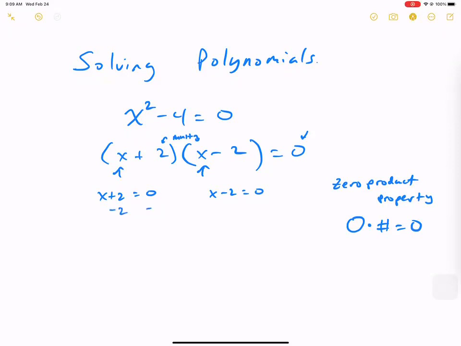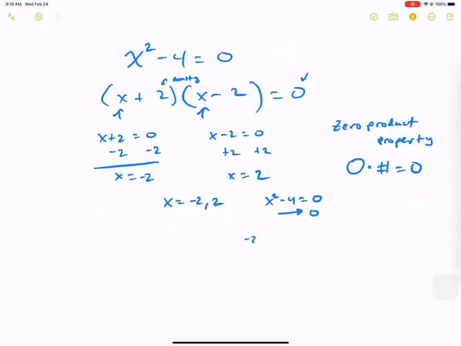Okay, so x minus 2 equals 0, x equals negative 2. That's one of my answers. And x plus 2 equals 0, x equals 2. Now, my claim is that x could be negative 2 or 2, and that would make x squared minus 4 equal to 0. And you guys can do this mentally. If I put negative 2 squared minus 4, or 2 squared minus 4, these would both go to 0, wouldn't they?